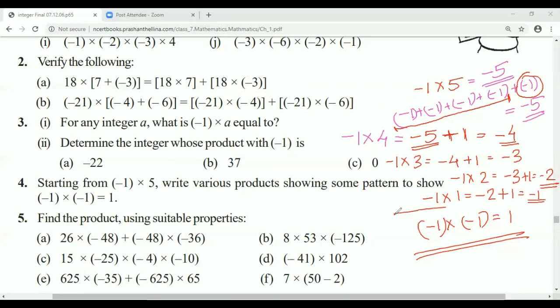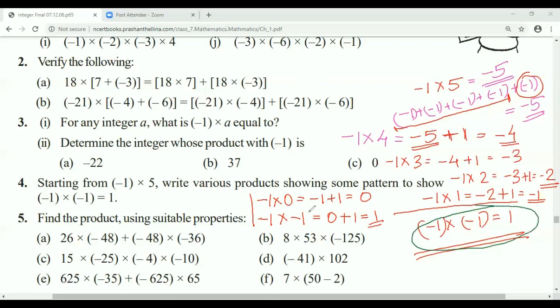Then what is next? Let me write the balance of the pattern here. Negative 1 into 0 gives 0. How are you getting 0? The previous answer is negative 1, so previous answer plus 1: negative 1 plus positive 1 is 0. The next one is negative 1 into negative 1. The previous answer is 0, so 0 plus 1, and you will get 1.